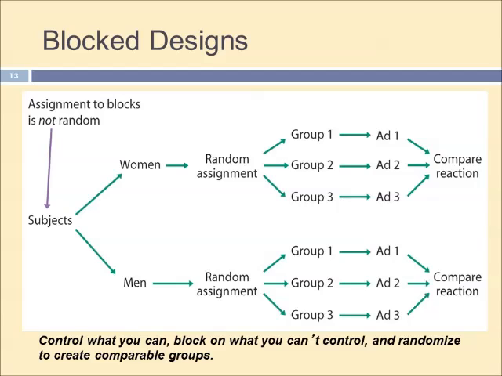We recognize that up front, so we use blocking to separate those out. So we immediately break the subjects into groups of women and men. This is not random. But then, at that point, we then randomly assign all the women to one of 3 groups, and we randomly assign all the men to one of 3 groups. So we have a total of 6. And then each gets exposure to the advertisement, and we compare the reaction.